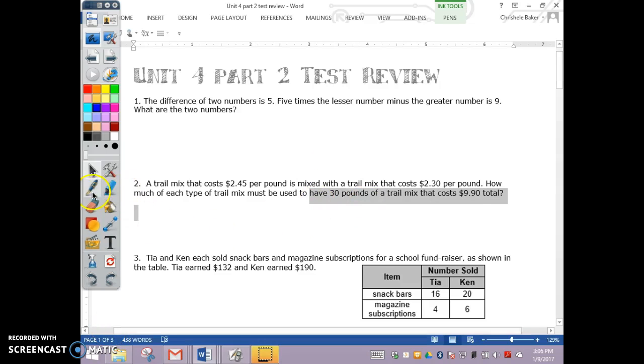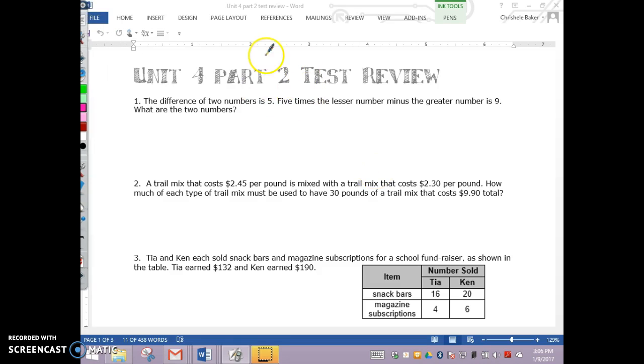The review video. Number 1, the difference of two numbers is 5. X minus y equals 5. 5 times the lesser number minus the greater number is 9. So I know that the smaller number, the lesser number, has to be the y, because that's how subtraction works. A bigger number minus a smaller number gives me a positive.